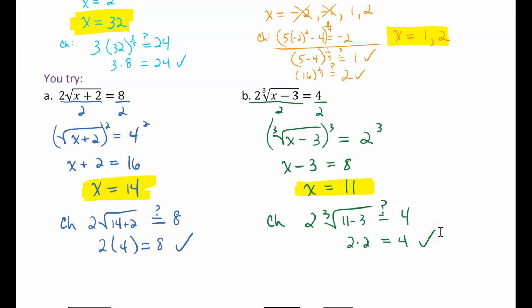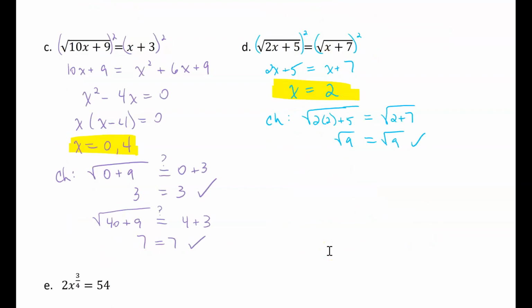Okay, so here are the solutions for A and B. So for A, we have x equals 14, and for B, we have x equals 11. Okay, here are the solutions for C and D. So C, as you can see, we ended up with 2 solutions that worked, x equals 0 and x equals 4. And then in D, just x equals 2.